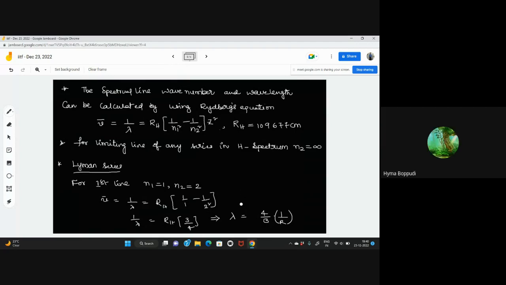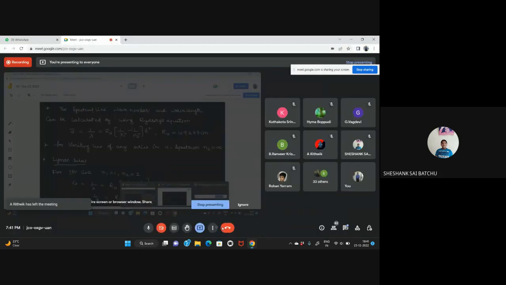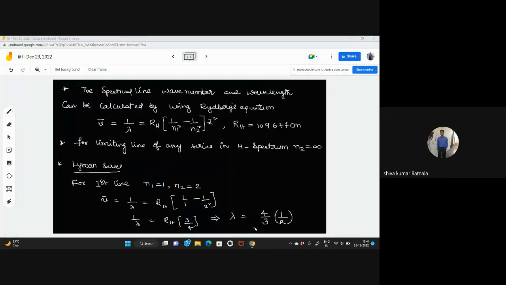Sir, what is RH value? RH value already I have written, see here. 109,677. Sir, how lambda is equal to 4 by b into 1 by R? Not b, it's 3. 4 by 3. Sir, what is 1 by R? And 1 by R, R value is constant.